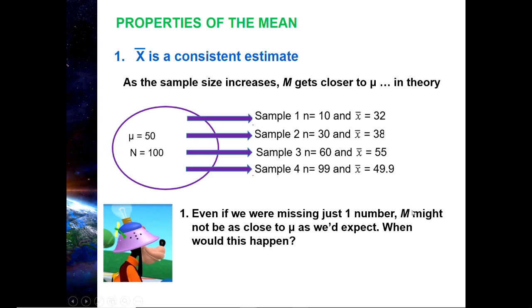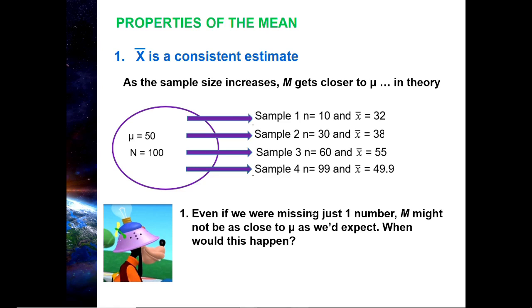It is still possible that the mean of the sample might not be as close to the mean of the population as we would expect. Because again, in theory, we would expect it to be very, very close. But there is a specific situation when even missing one number, we could still get an X bar that is far off. Can you think of when that would happen?